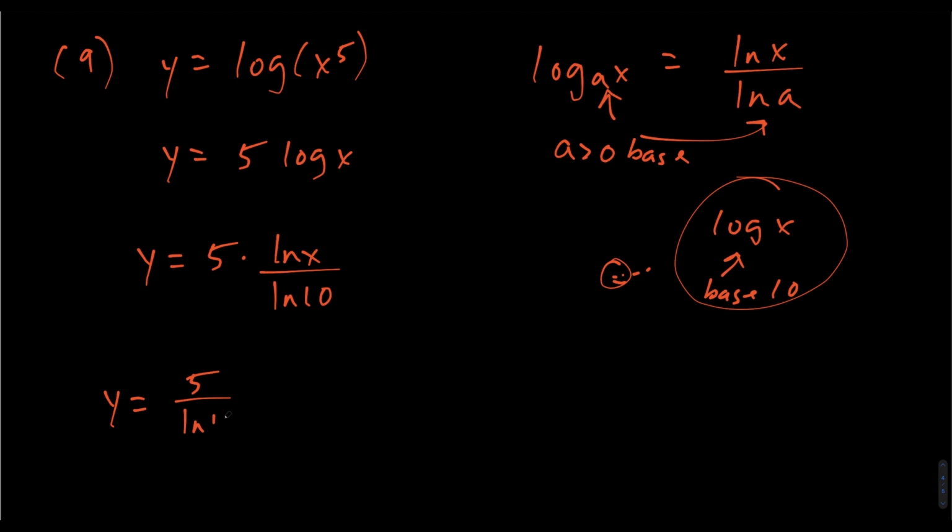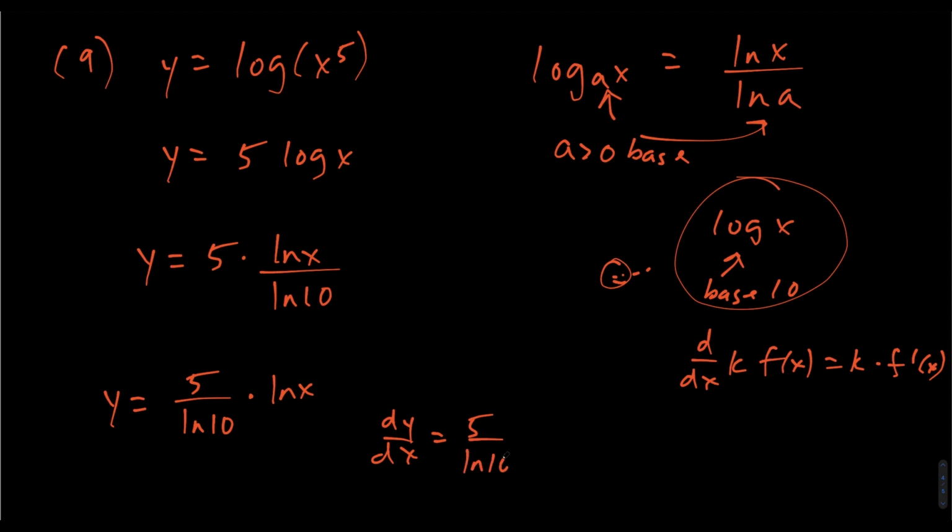I'm going to write 5 over natural log 10 times natural log of x, because then once again is this idea: the derivative of a constant times a function is the constant times the derivative. So when I take the derivative to close this out, I'm leaving the constant 5 over natural log 10 alone. As wacky as this looks, that's our constant. But I'm going to just do 5 over ln 10 times the derivative of natural log x, which is 1 over x. So then this gets simplified to 5 over, and it's better to write the x in front like this, 5 over x ln 10.